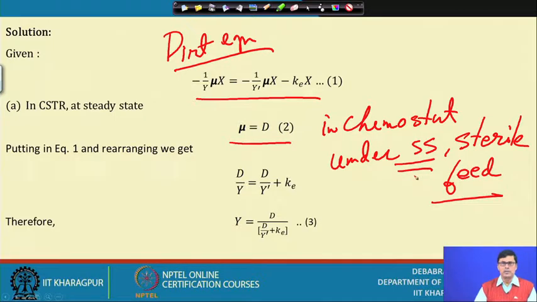What is the steady state condition? Let me repeat it again: steady state condition means when the concentration of the different materials present in the reactor remain unaltered, remain constant, steady with respect to concentration. When it is changed, this is unsteady state.